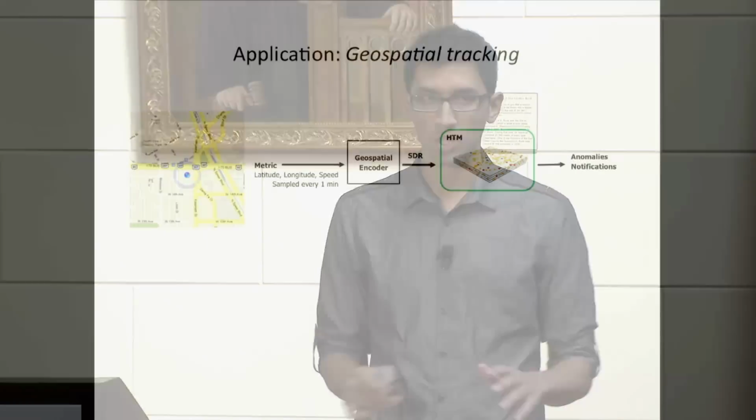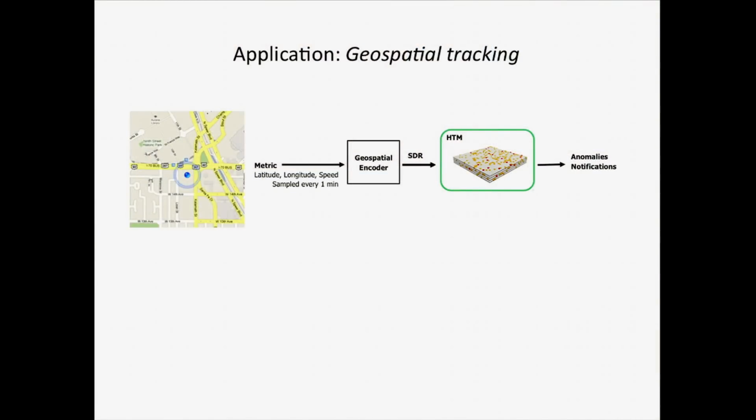Here's a totally different domain, very different from servers. We have geospatial tracking. So you have a person moving around in the world and a GPS sensor, and we're trying to understand their patterns of movement. Now, even though it's a very different domain, I'll show you that it has all those data characteristics, which allow us to use HTM to solve this problem.